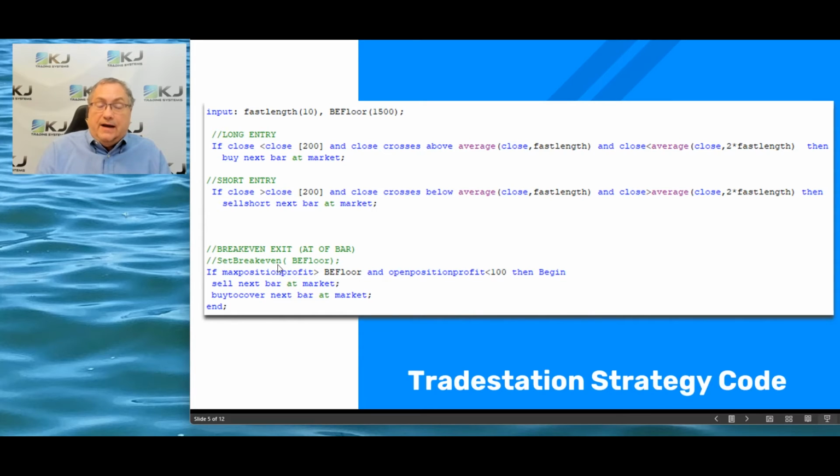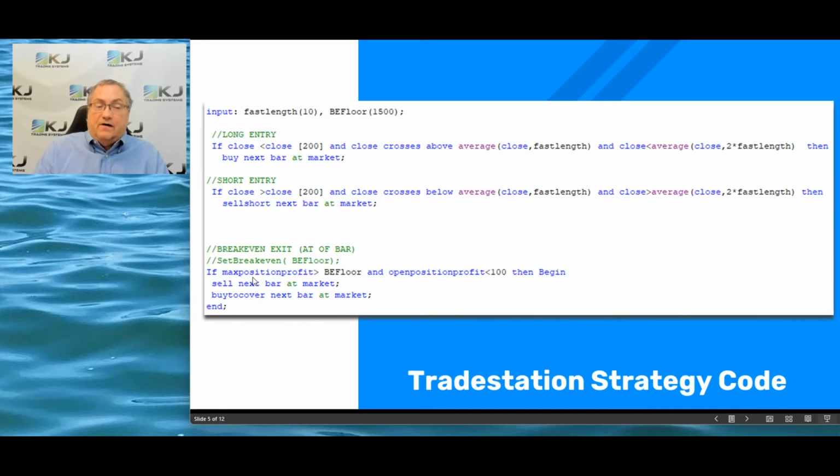I've included it, commented out in green, and it says set break-even, and you put a floor amount, meaning once the max position profit goes above that amount, that will trigger a break-even stop if the price falls back to that level. I didn't use that in this case. I used one that will use the next bar and it will exit at the market.